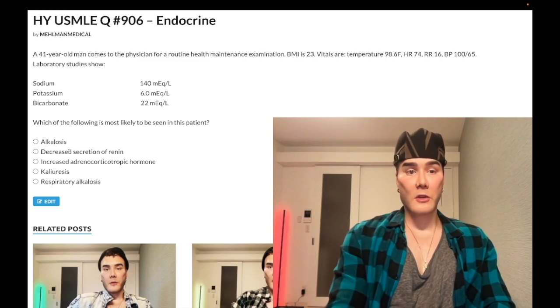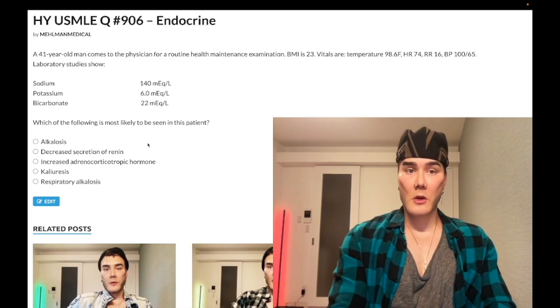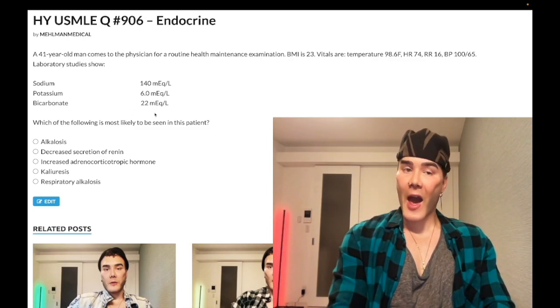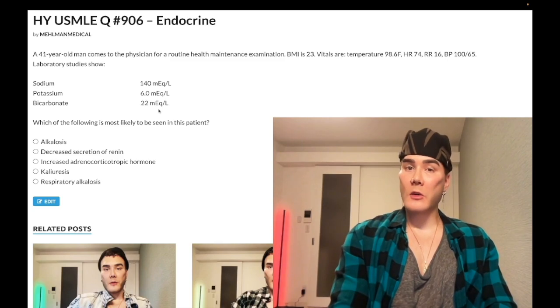Choice B, decreased secretion of renin, wrong answer. So our diagnosis here is Addison disease. All right, so we've got elevated potassium. We have bicarbonate that's low-ish. Doesn't have to be 20. Doesn't have to be out of the normal range. I'm telling you what shows up in NBMEs.